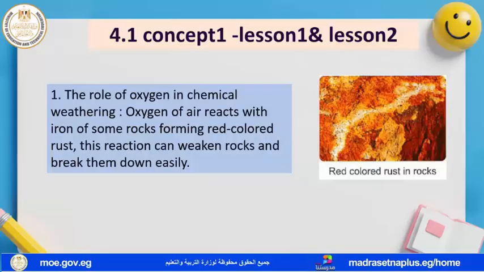Oxygen of air reacts with iron of some rocks, forming red-colored rust. This reaction can weaken rocks and break them down easily. So this red-colored rust in rocks is due to the reaction between oxygen of air and iron of some rocks. And this reaction can weaken rocks and break them down easily.